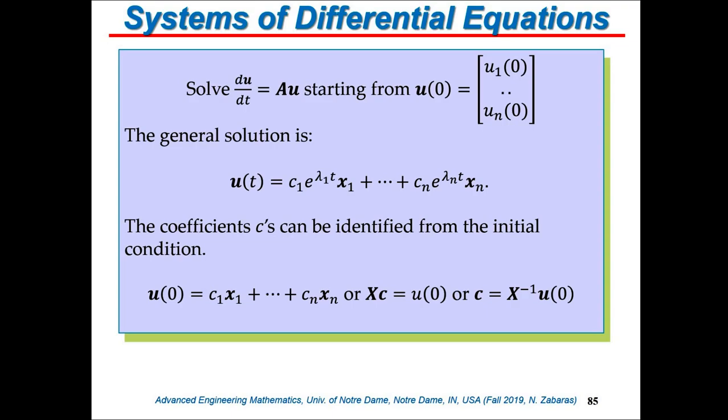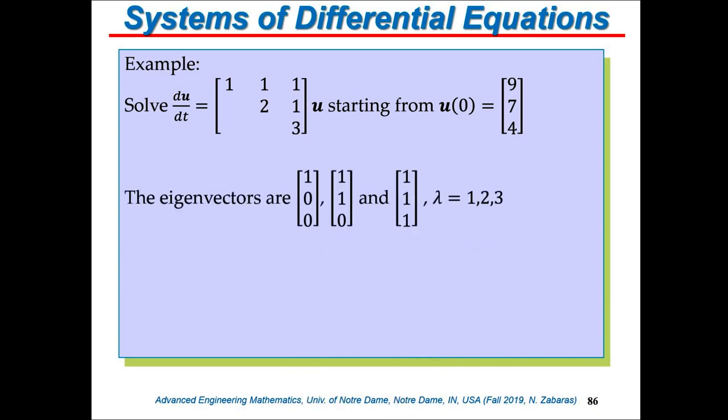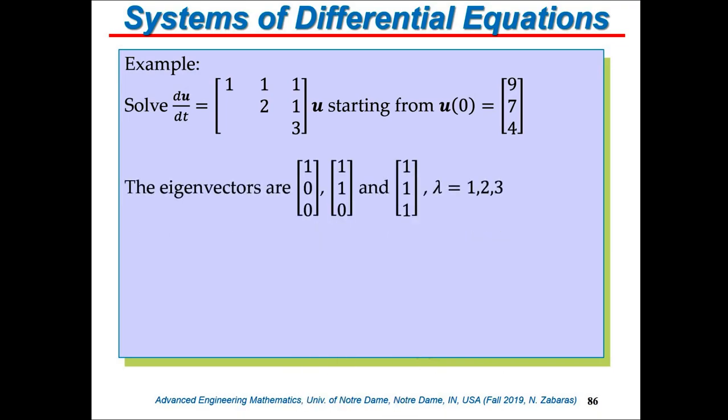So let me do one example. Let me take a matrix A that is upper triangular and some initial condition U0 that is 9, 7, 4. You have to trust me that if you compute the eigenvectors and eigenvalues, the lambdas come to be 1, 2, 3. And actually, you already know that because this matrix is upper triangular. So the lambdas are defined from the diagonal elements 1, 2, 3, and the eigenvectors are (1, 0, 0), (1, 1, 0), and (1, 1, 1).